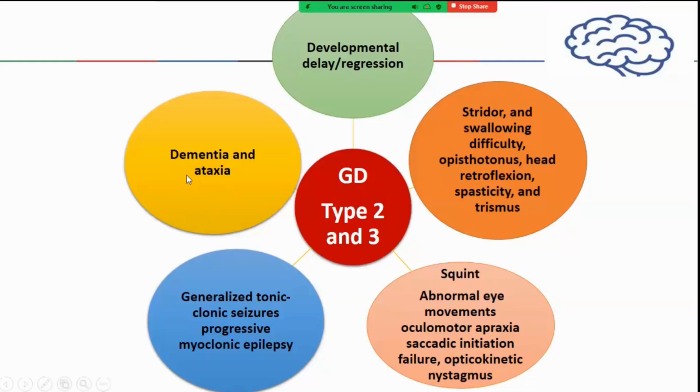Okay, so these babies can have all these kinds of neurological manifestations, which vary from dementia, ataxia, regression, in severe form, stridor, swallowing difficulty, opisthotonic posturing, and eye abnormality, what we call oculomotor apraxia. I'll be showing that. Squint they can present with, abnormal eye movements they can present with, and in severe forms, they can have seizures, particularly myoclonic. So they can present like progressive myoclonic epilepsy. This is one of the differential diagnoses for progressive myoclonic epilepsy also.